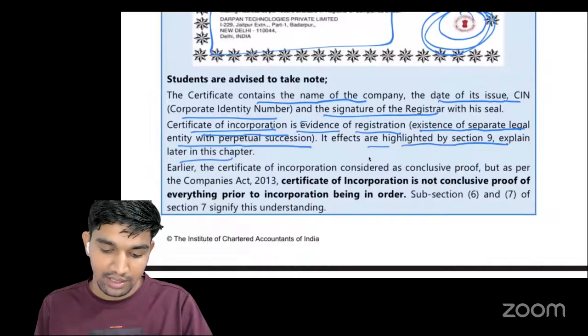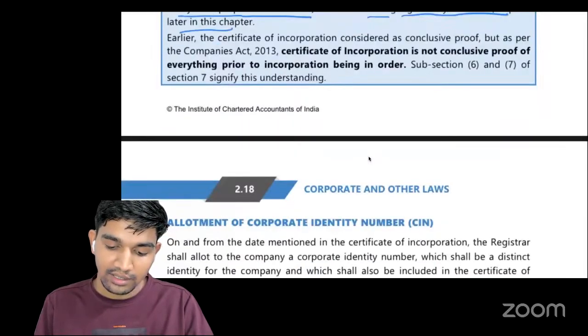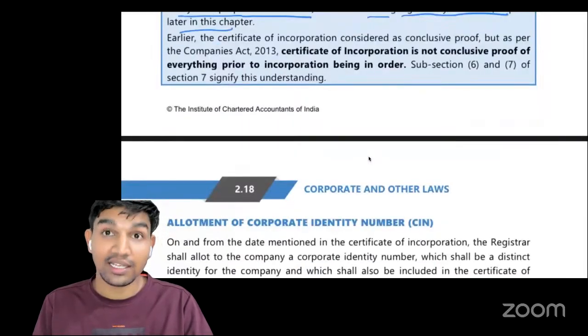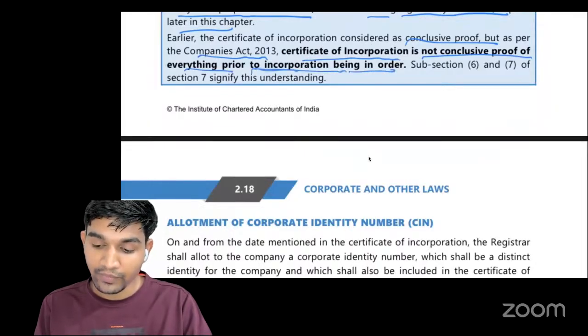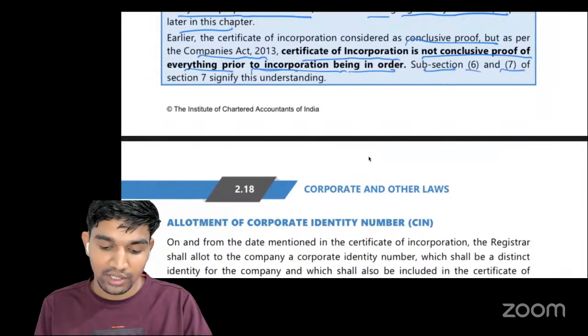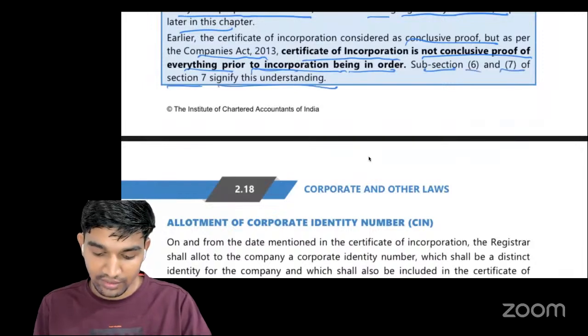We will see that later on. Okay, now, earlier the certificate of incorporation was considered as conclusive proof. But as per the Companies Act 2013, the certificate of incorporation is not conclusive proof of everything prior to incorporation being in order. Subsections 6 and 7 of section 7 signify this understanding.